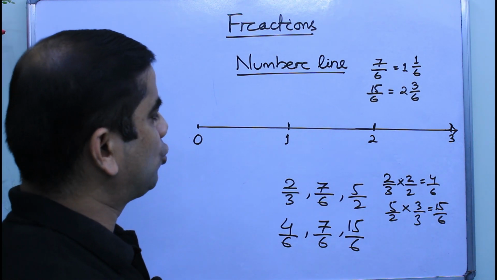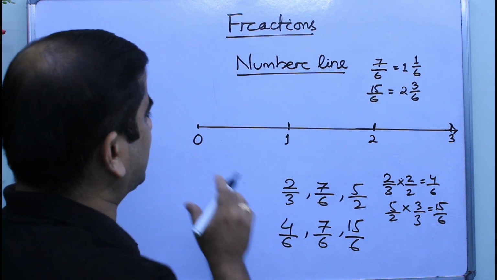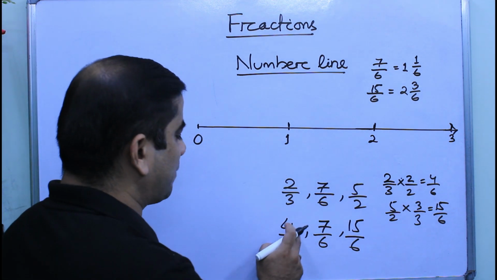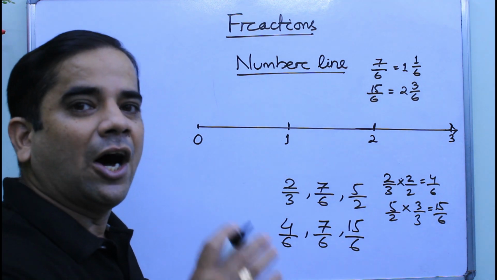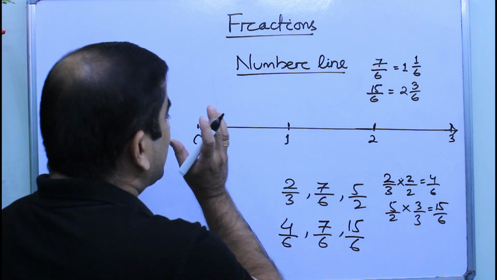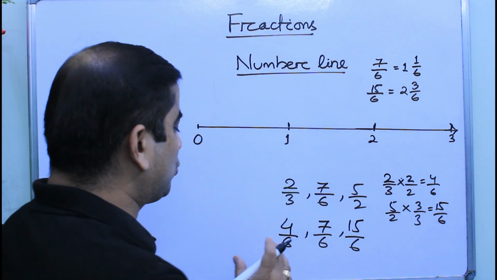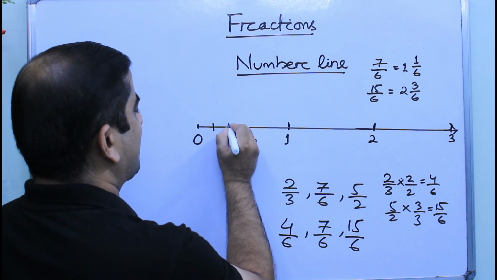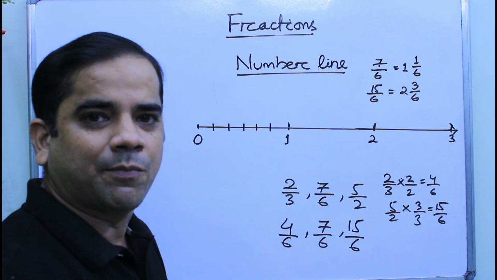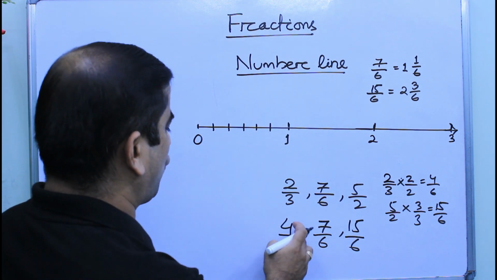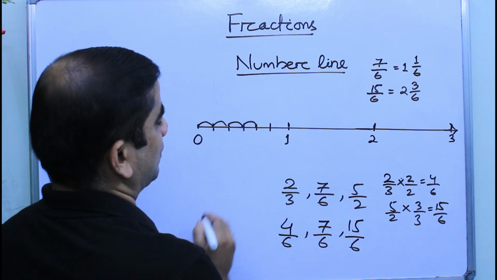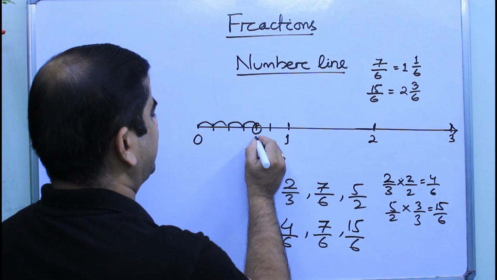So what we need to do, we need not to go for the partition first. For the first part only, this is 4 by 6. So this is a proper fraction which is less than 1. So we need to divide the first part into 6 equal parts by drawing 5 lines that are equal in distance from each other. Now we will take 4 by 6, that means 1, 2, 3 and 4. Okay, so this is 4 by 6.